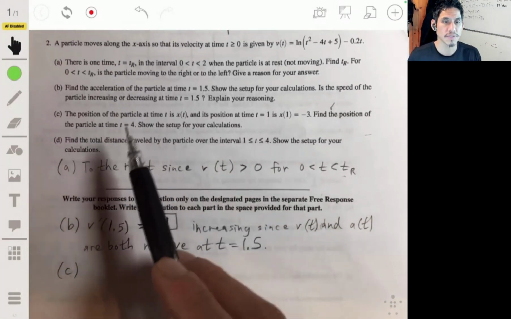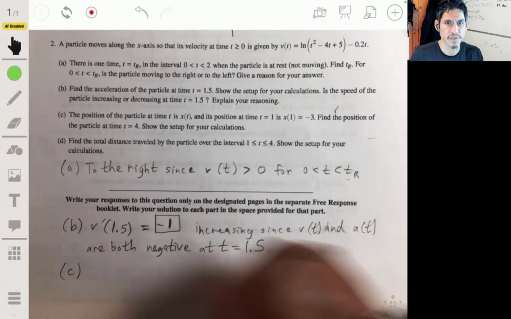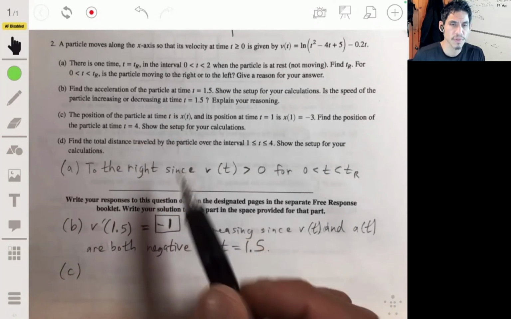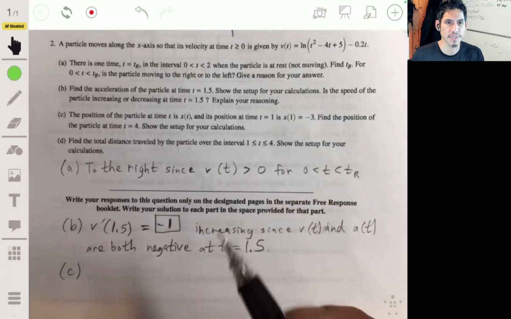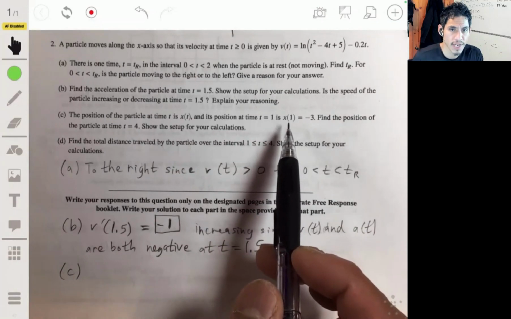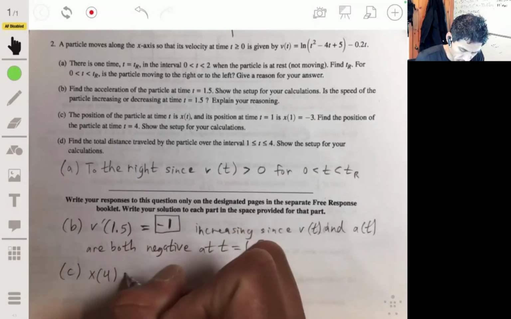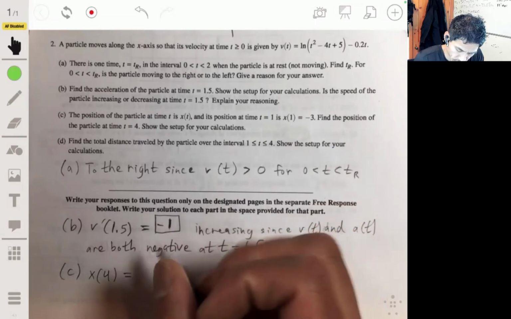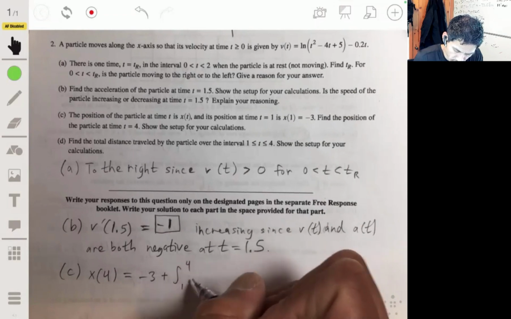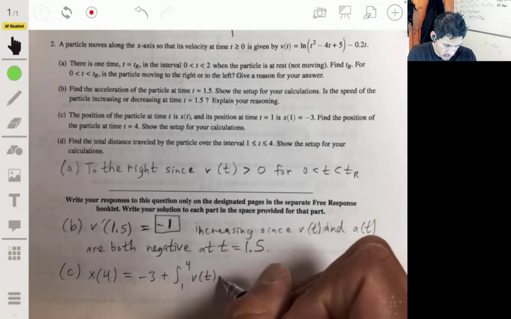Part C. The position of the particle at time t is x of t, and its position at time t equals 1 is x of 1 equals -3. Find the position of the particle at time t equals 4. Show the setup for your calculations. Okay, so all we have to basically do is look at what the displacement is from 1 to 4 and add it to x of 1. So the position x of 4 is equal to -3 plus the integral from 1 to 4 of v of t dt.